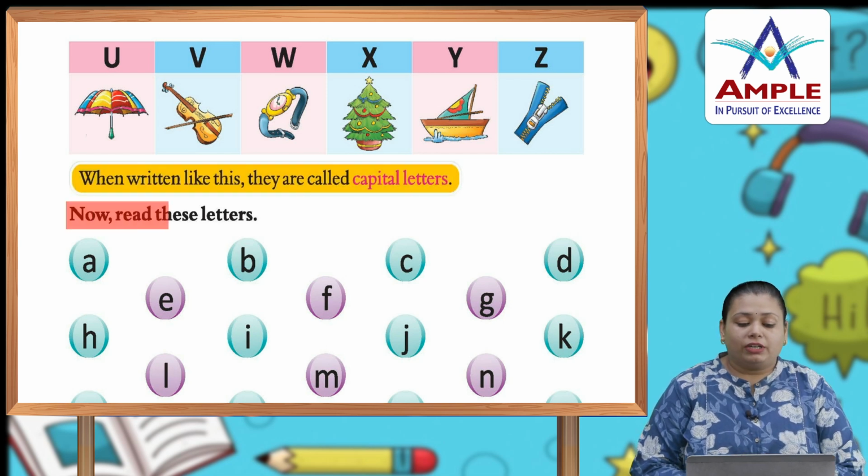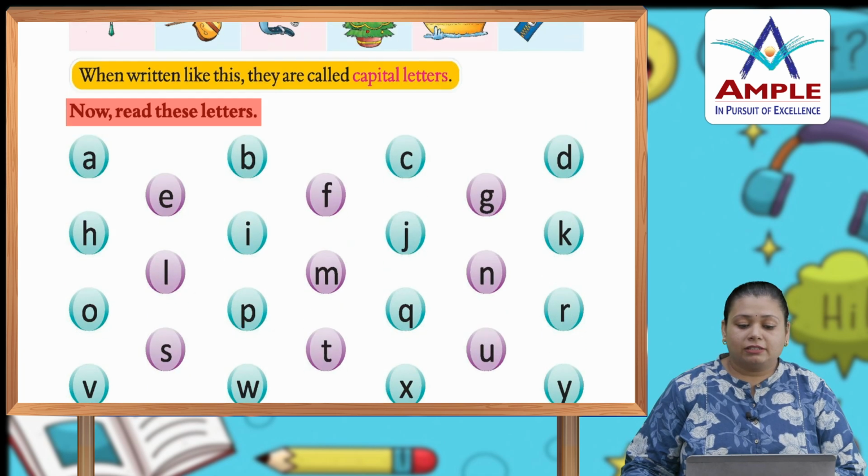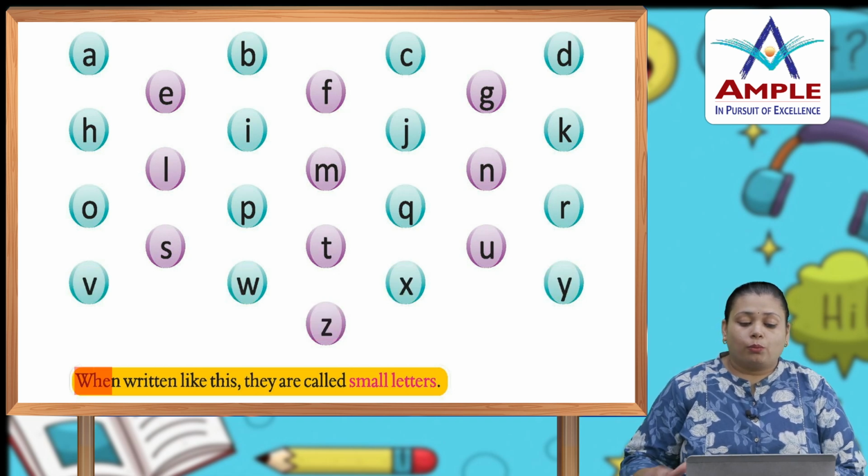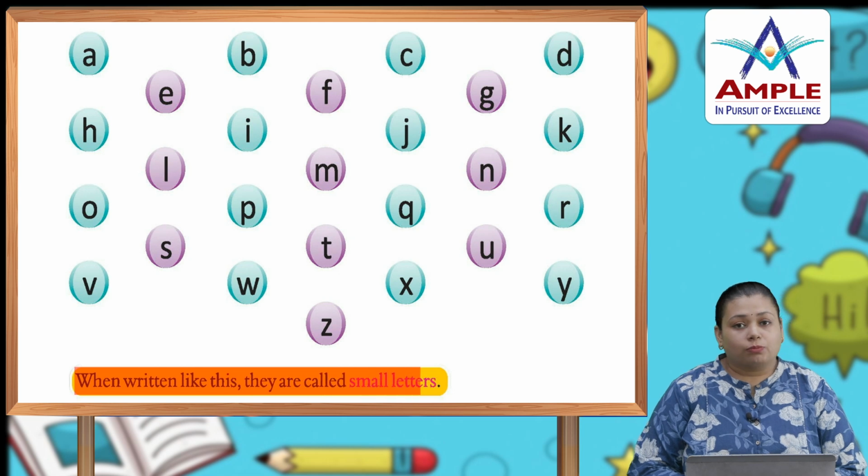Okay. Now read these letters. There are small letters also, and you can see that A, B, C, D, E, F, G, H, I, J, K, L, M, N, O, P, Q, R, S, T, U, V, W, X, Y, and Z. When written like this, they are called small letters.